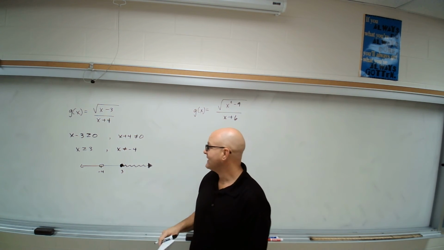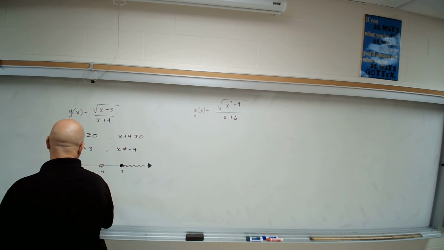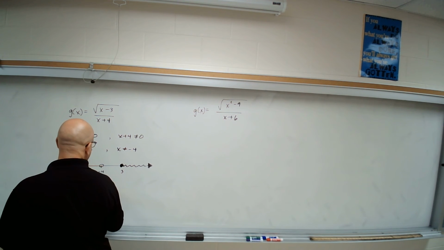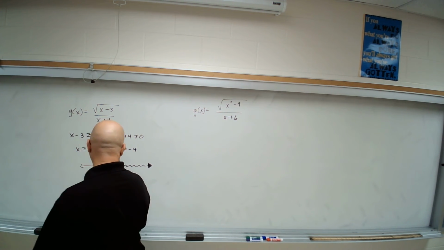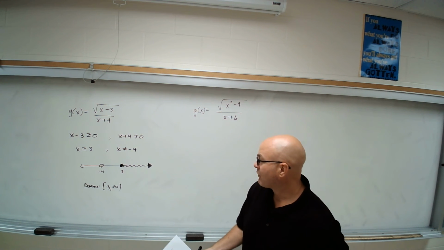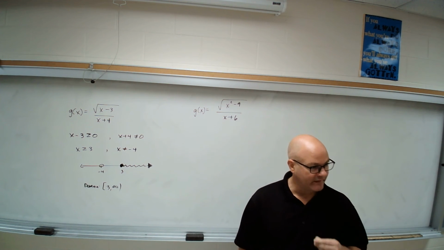So to write this inequality, we'll say the domain goes from 3 to infinity. There we go. It's a bracket on the 3, then infinity.